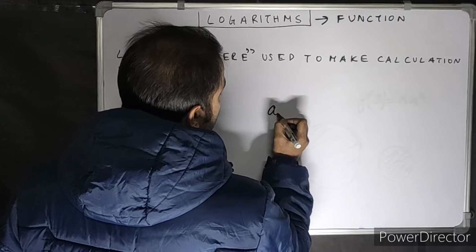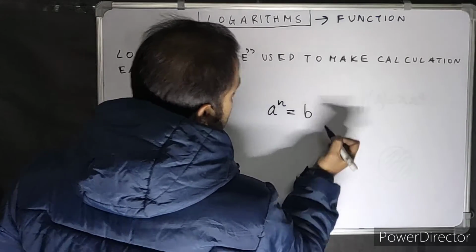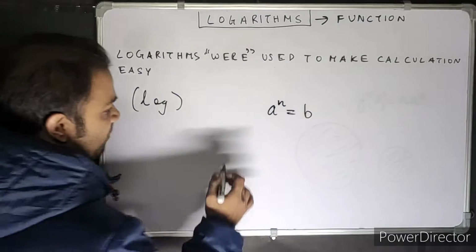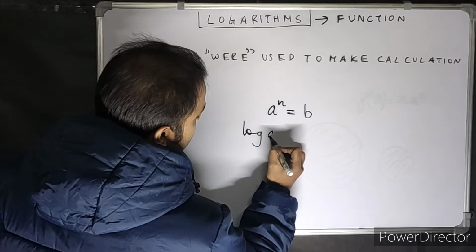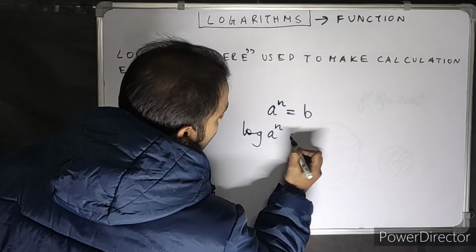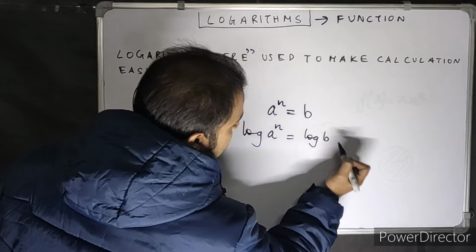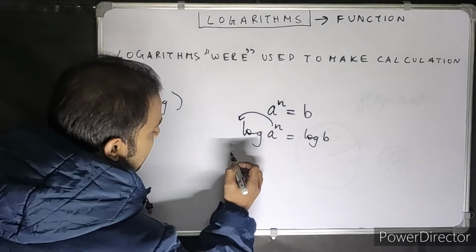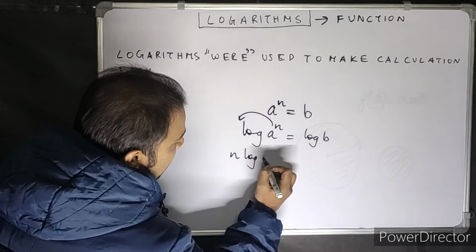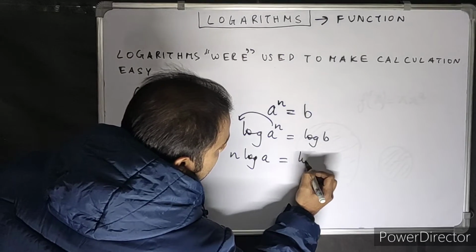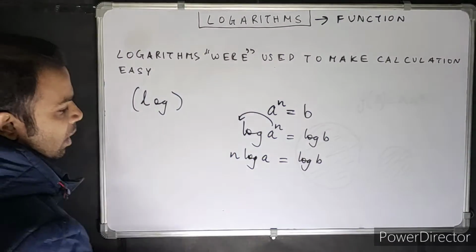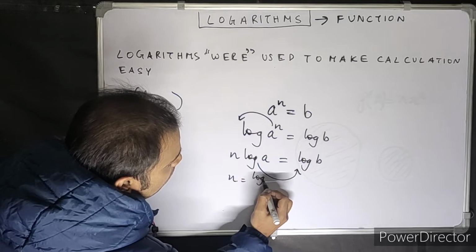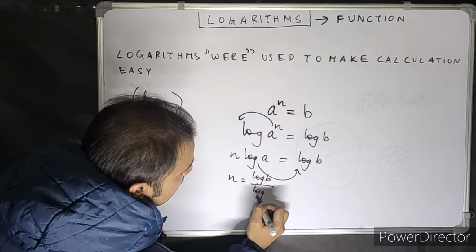Look, if I write a to the power n is equal to b, this is in exponent form. If I take log on both sides, log a to the power n is equal to log b. Then I write this n in front. That's a property of log, we'll go on to that later. n log a is equal to log b. Now take this log a there and divide it, so n is equal to log b divided by log a.